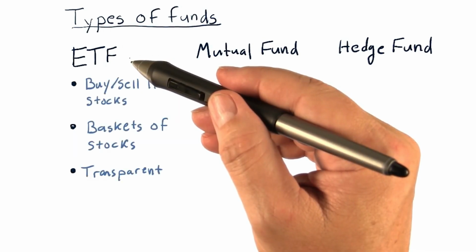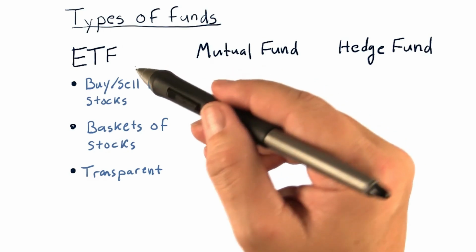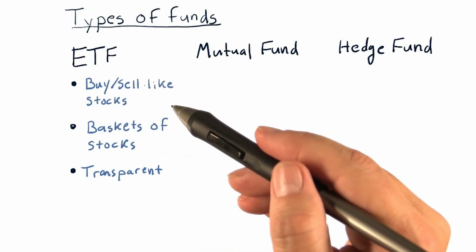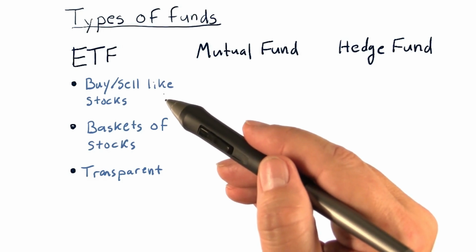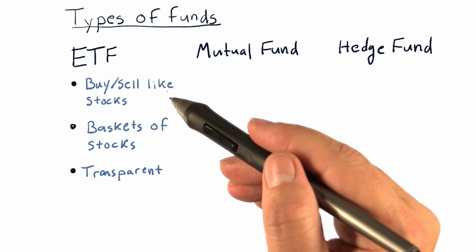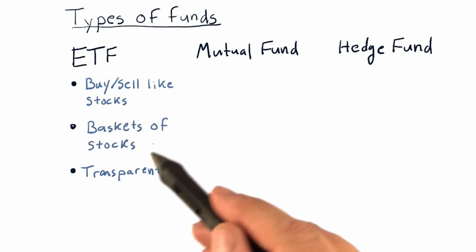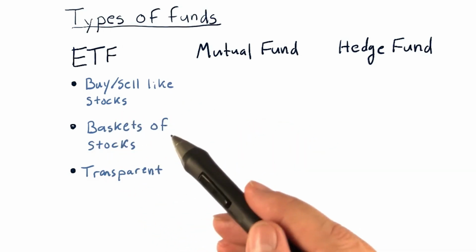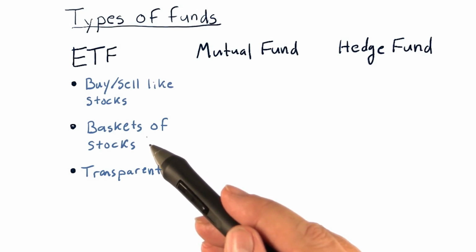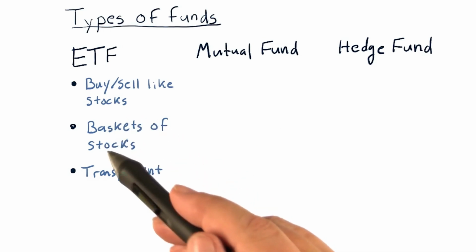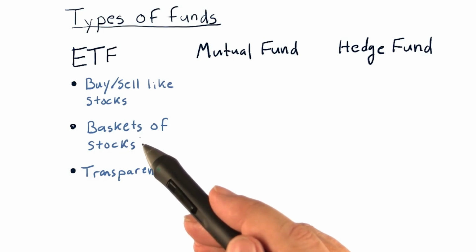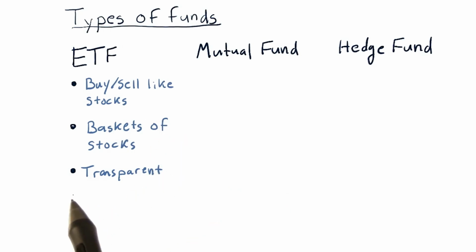ETFs, or exchange-traded funds, are very much like stocks in the sense that you can buy and sell them, you can observe their prices intraday, you can trade them just like stocks on a stock exchange. They represent baskets of stocks. Sometimes they represent other instruments like bonds and so on, but it's very well known and they publish what it is they're holding. Accordingly, ETFs are very transparent and they're very liquid.